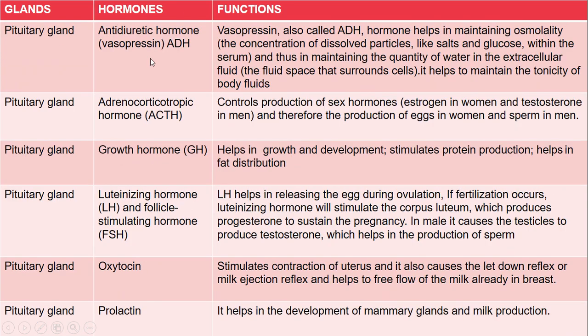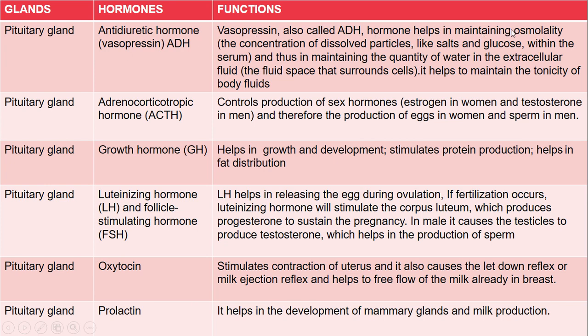Okay. And now these are the hormones which are released by the pituitary gland. It is a very, very small gland, but it has so many functions. So let's see. Antidiuretic hormone, that is ADH, is also called vasopressin. Diuretic means excessive urine, water going out of our body. So antidiuretic means it is stopping the water from going out of our body. So antidiuretic hormone is also called vasopressin.